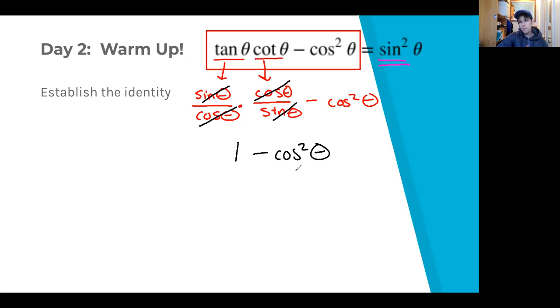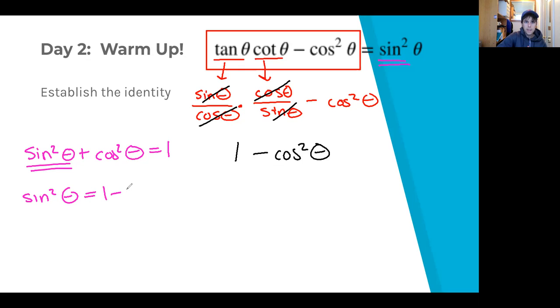So what can we do here? What's a relationship between cosine squared and sine squared? Well, the thing that jumps into my mind is our Pythagorean identity. So this is our first Pythagorean identity, sine squared plus cosine squared equals 1. And there's actually a version of this solved for sine squared that says sine squared theta equals 1 minus cosine squared.